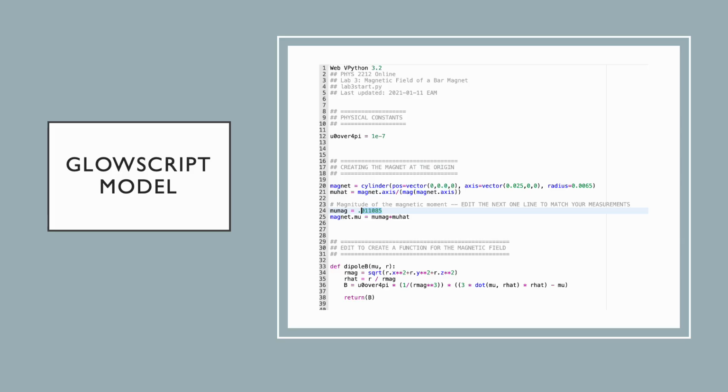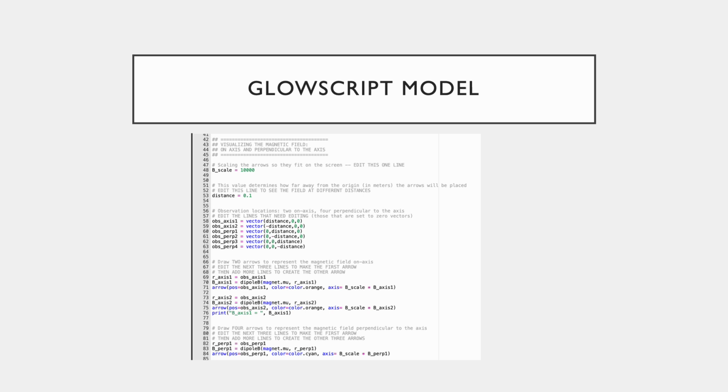For the coding section, this is the GlowScript model. Here we model our bar magnet as a cylinder at the origin. We created a function which gives us the magnetic field at any point, and we used the input data we found in real life along with mu. We then created 6 points, 2 on axis and 4 perpendicular to the magnet, each 10 centimeters away from the origin, and we found the magnetic field at those points along with their direction.